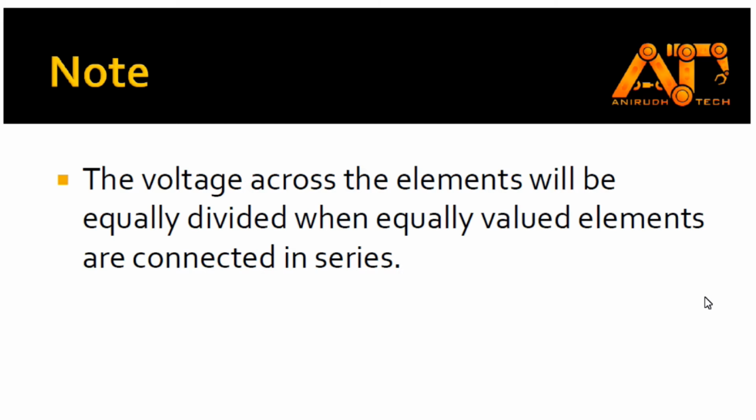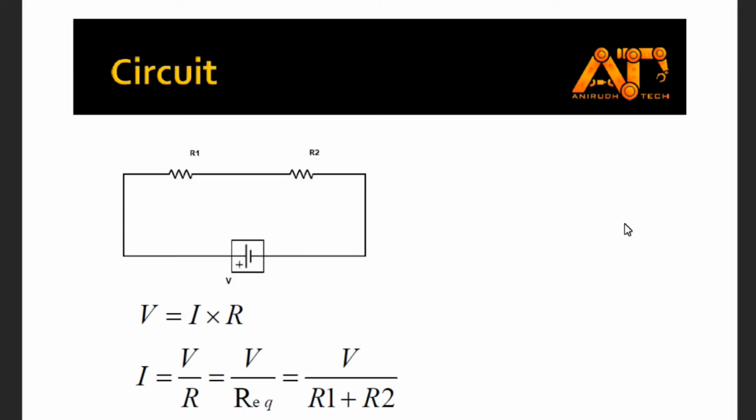And also guys, please note that the voltage across the elements will be equally divided when equally valued elements are connected in series. At the end of this section, I will show you how the voltage is equally divided when equally valued resistors are connected in series with the help of a circuit. So we can calculate the voltage across individual elements using the voltage divide rule.